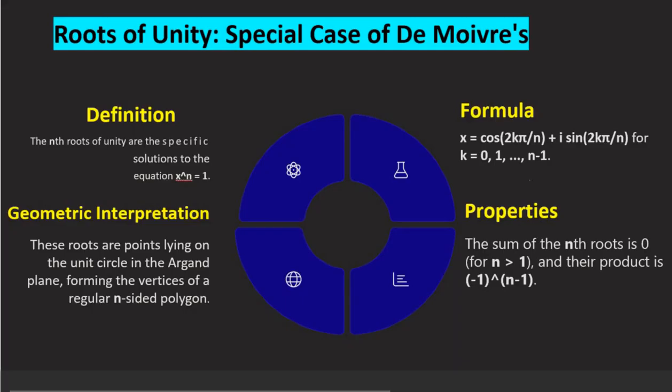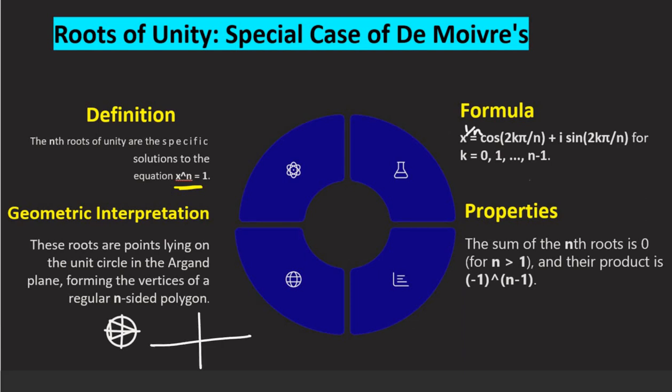So we have seen the definition for nth root of unity: x to the power n is equal to 1. The formula x to the power 1 by n can be written as cos 2k pi by n plus i sin 2k pi by n, where k takes the values 0, 1, 2, up to n minus 1. And the geometrical interpretation: the roots are points lying on the unit circle in the Argand plane forming the vertices of an n-sided polygon. For cube roots of unity, the points lie on the unit circle and form an equilateral triangle.